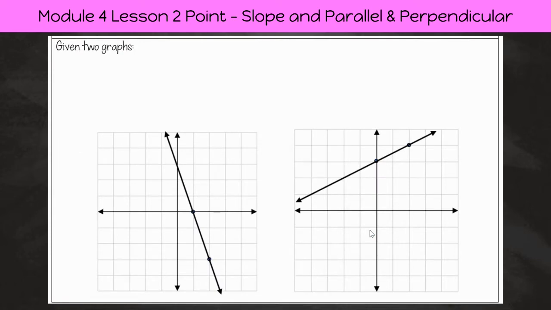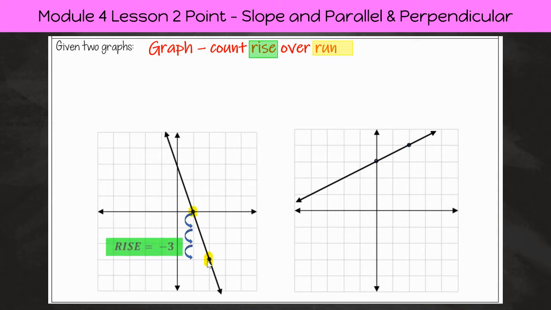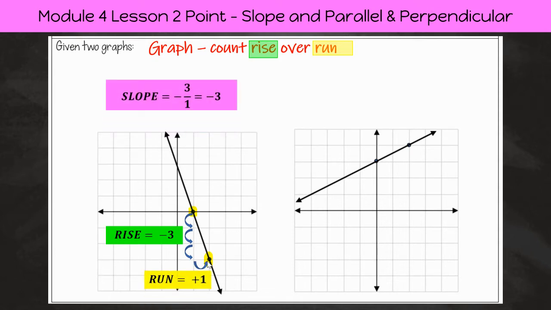Now, in this practice problem, we were given 2 graphs. So the first thing we need to do is count our rise over our run, and we're going to use the points indicated on our graph. So you see this point and this point are highlighted, and they marked those perfect coordinates for us. So we can count from there. So we went down 1, 2, 3. So that has a rise of -3, and we have a run of +1. So my slope would be -3 over 1, which simplifies to -3.